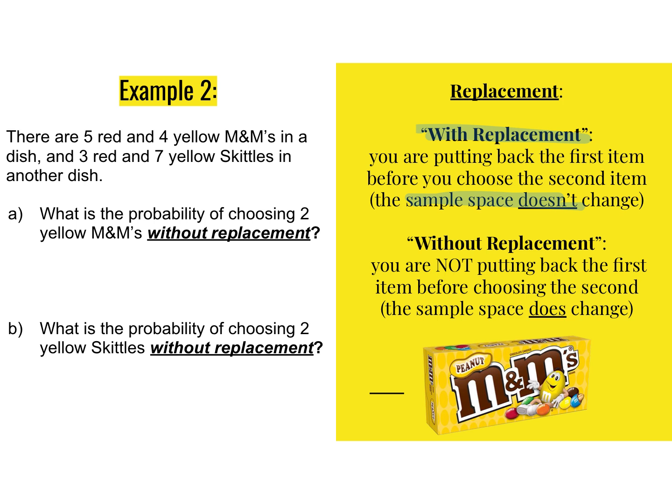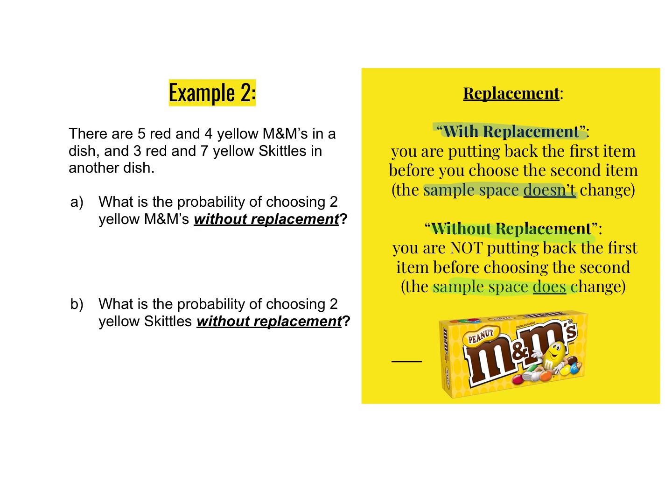Now, what you'll also see in a lot of our probability questions is this without replacement, which says if you're taking something, you're keeping it, you're not going to put it back. So your total does change. And so let's talk about how that might impact our different probability questions here. This second example we're looking at is the same dish. So we've got 5 red and 4 yellow M&Ms in a dish, and then the 3 red and 7 yellow Skittles.